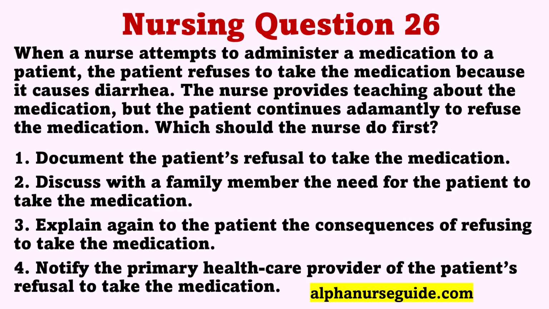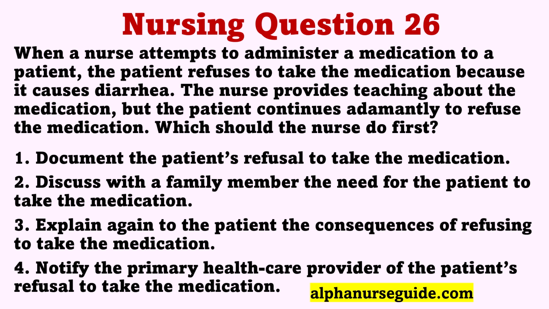1. Document the patient's refusal to take the medication. 2. Discuss with a family member the need for the patient to take the medication. 3. Explain again to the patient the consequences of refusing to take the medication. 4. Notify the primary healthcare provider of the patient's refusal to take the medication. The correct answer is 1.